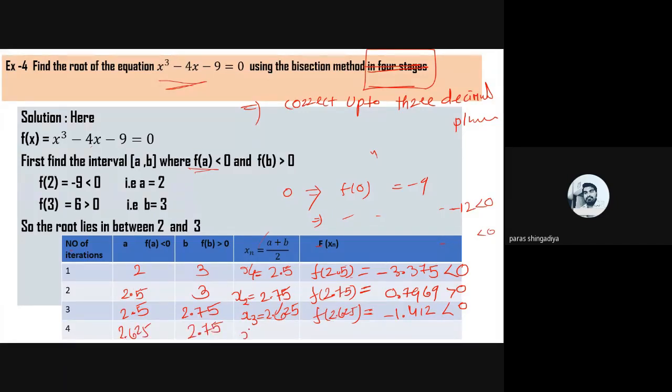And x4 will be its average, 2.625 plus 2.75 divided by 2, and that is 2.6875. Okay, final answer 2.6875.